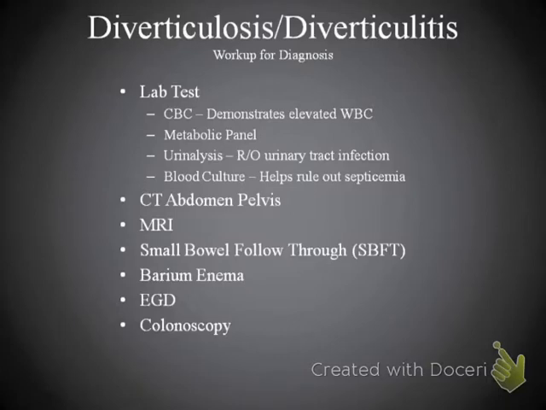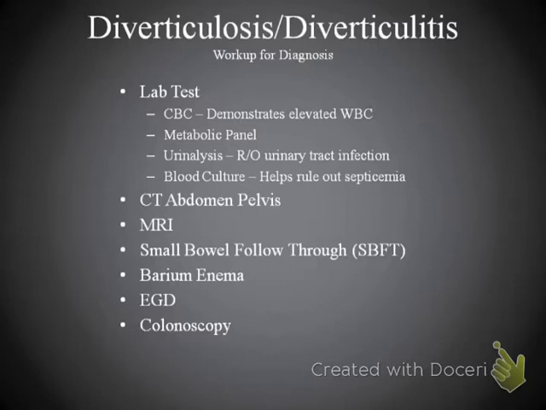We begin with lab tests: CBC, metabolic panel, urinalysis, and blood cultures. CBC helps demonstrate an elevated white blood count and other inflammatory processes that may cause spikes in values. Metabolic panel just gives us an indication of whether there could be some other abnormality going on that we're not focusing on because we're getting focused on something else.